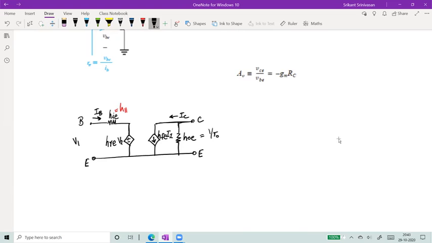So what is HFE? HFE is the forward current gain. That's nothing but beta, right? Because IC is equal to beta IB. So HFE is just beta. I1 is IB, just for clarity, and then I2 is IC. So you can use these equations to easily characterize a transistor.